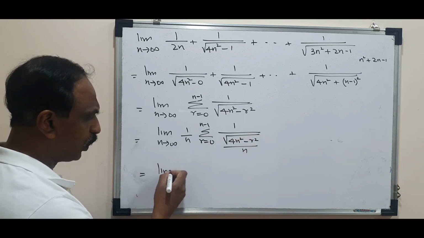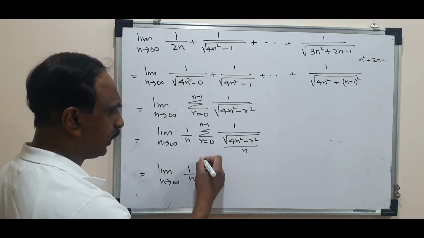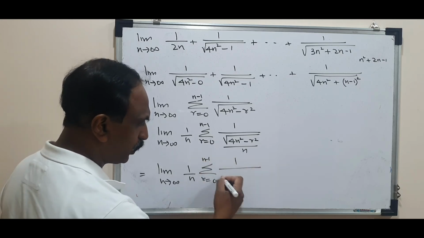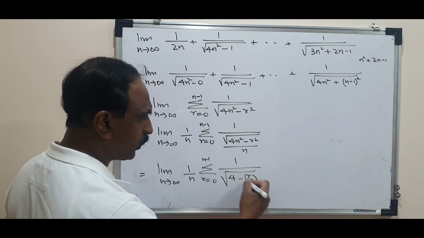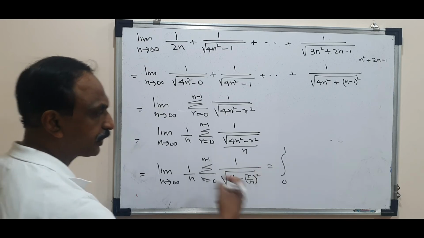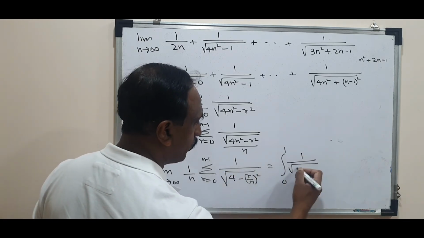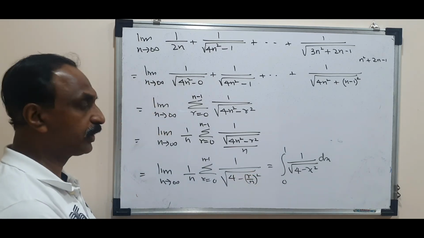So you would have by now got the idea. I can write this as the sum over r from 0 to n minus 1 of 1 upon root of n square upon n square is 4, r by n the whole square. This is equal to the integral from 0 to 1 of your function, 1 by root of 4 minus x square dx. R by n, if you replace by x, you will get the function.